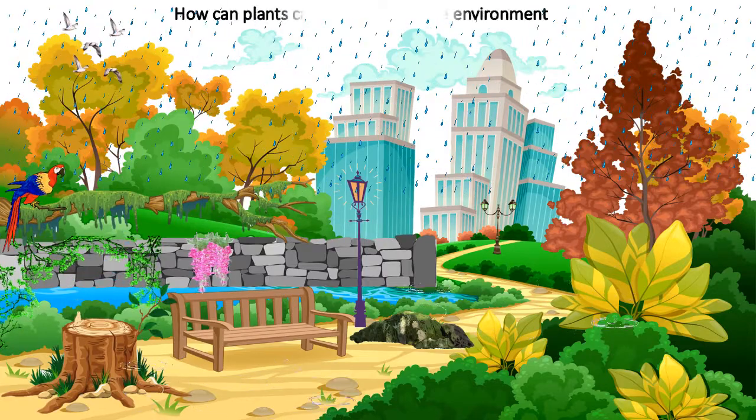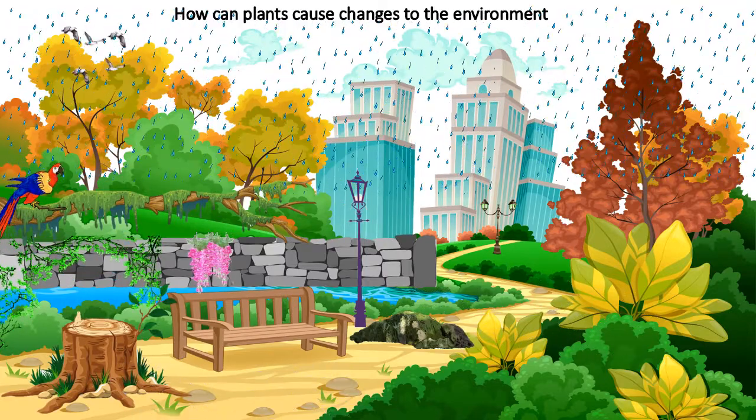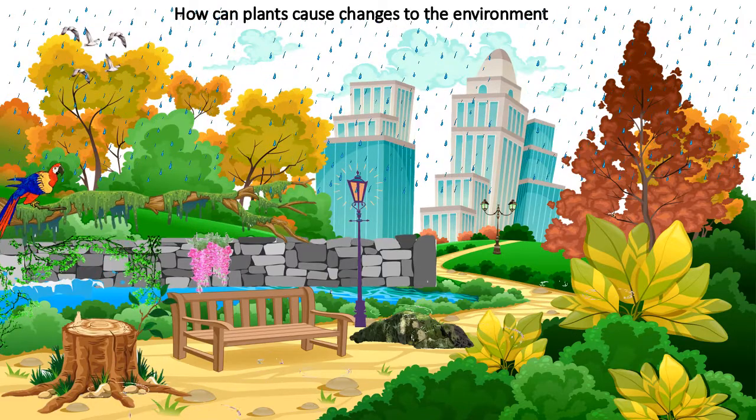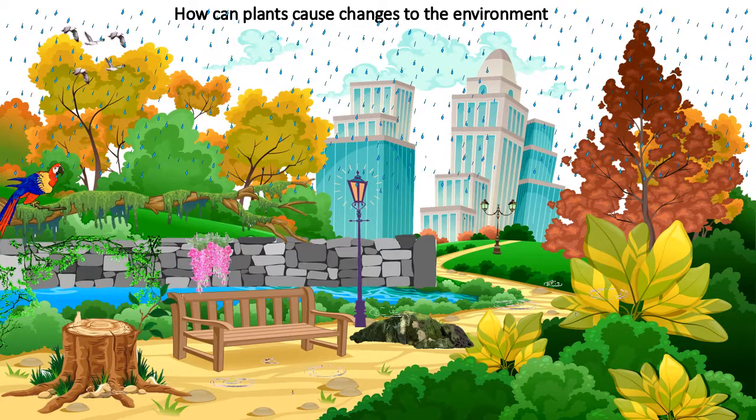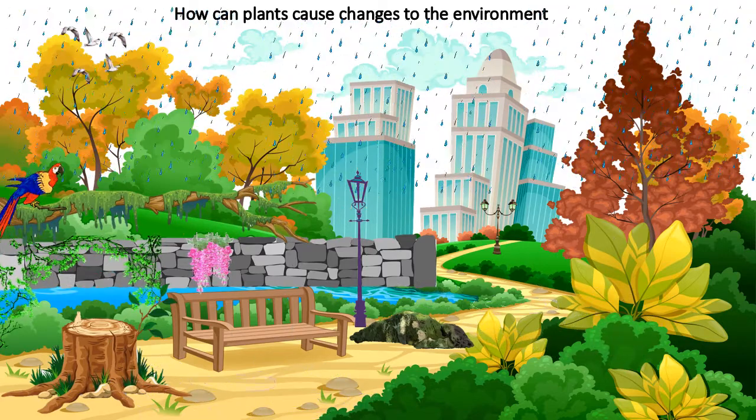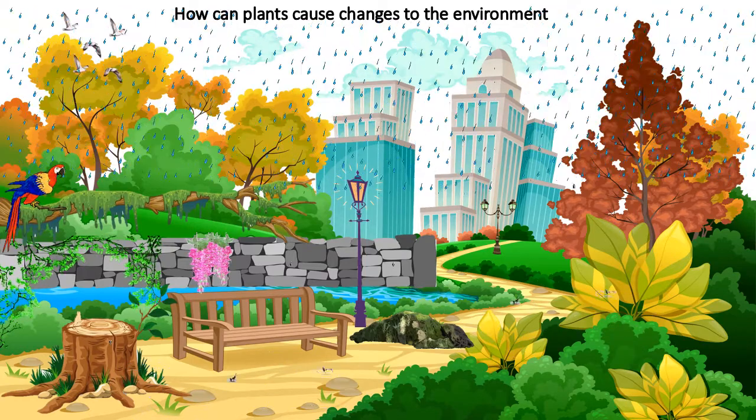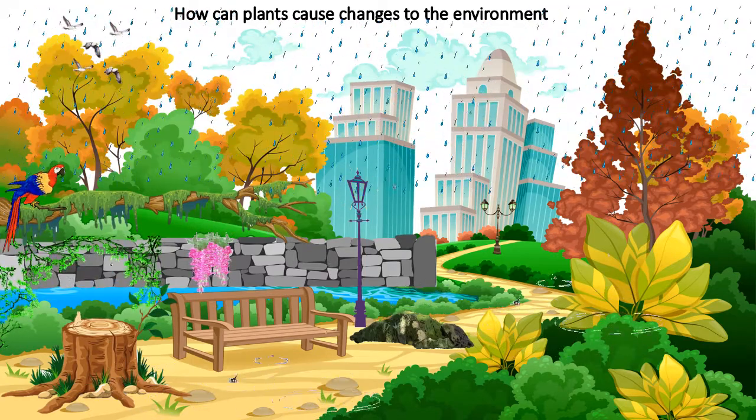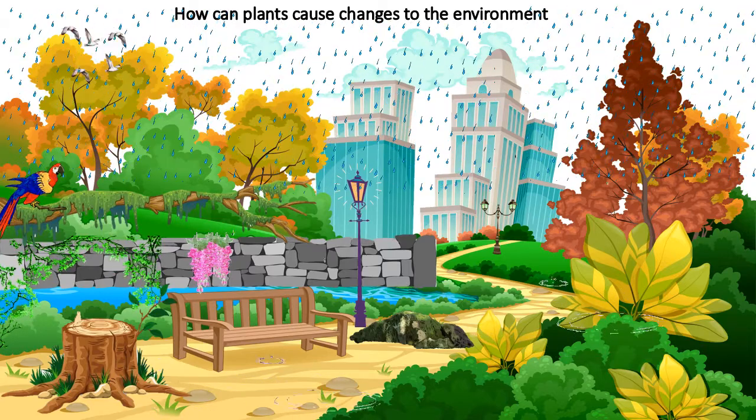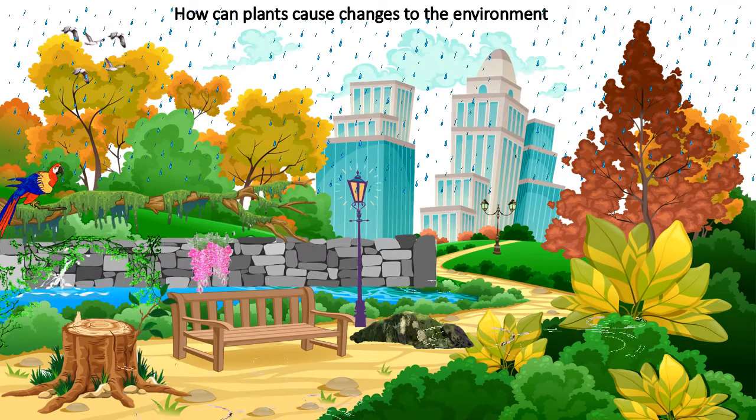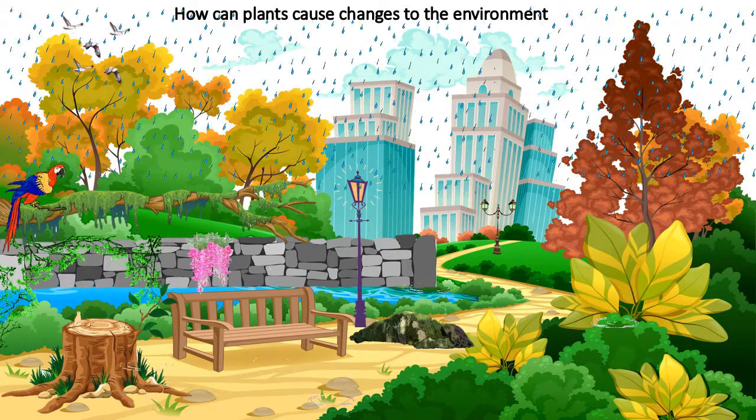Plants cause changes to the environment as well. Sometimes the roots of plants can grow into cracks in wood, rock, or concrete. These roots can make the cracks get bigger. So, let's take a look at this scene right here, and let's see how some of the plants in this scene change the environment around them.